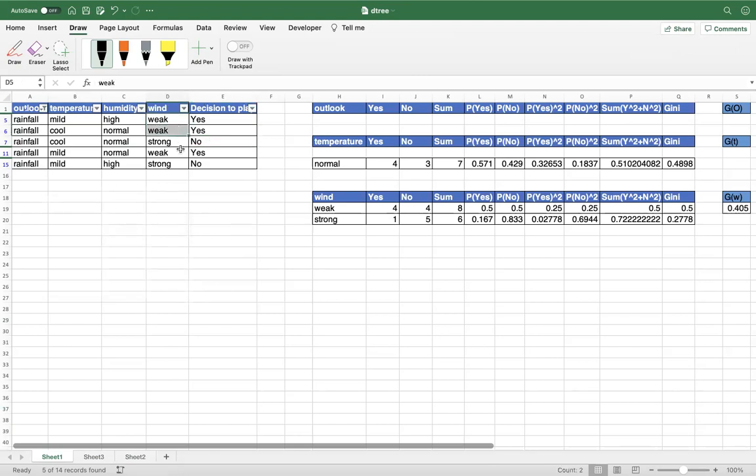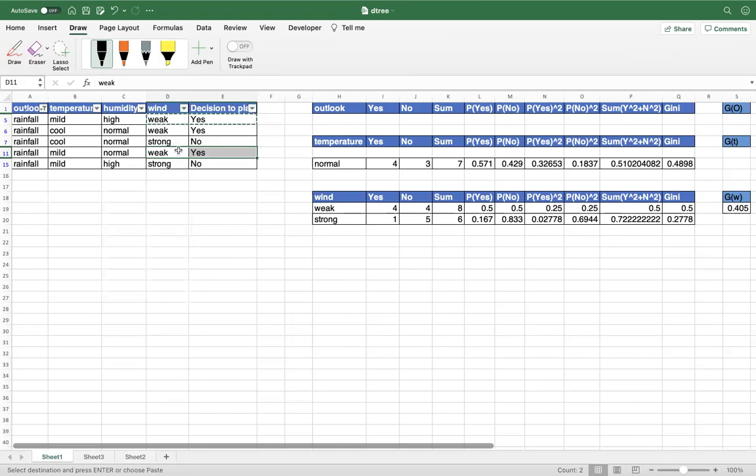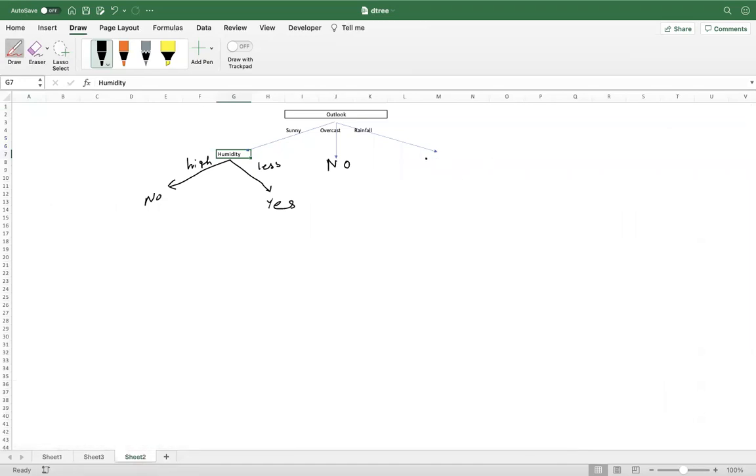But whenever wind is weak, in all the instances, like the second instance or the fourth instance, it is always yes. Whenever wind is strong, the decision to play is no. You see? So if you calculate the Gini index for wind, it will be the least Gini index. So the decision will be: check out the wind. Wind will come here. Whenever the wind is weak, the decision to play will be yes. And whenever wind is strong, decision to play will be no. Clear?